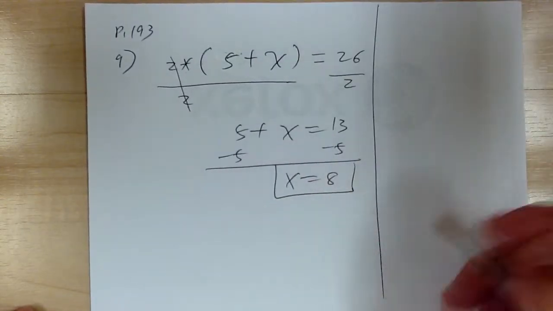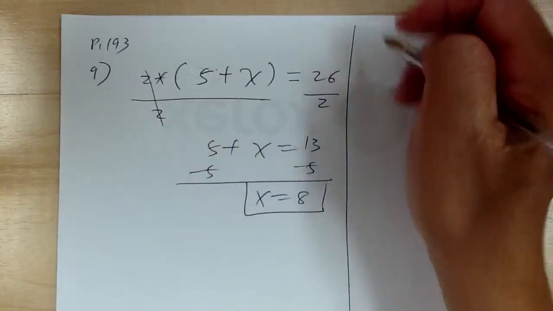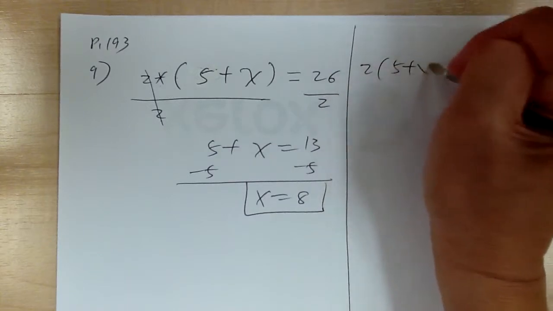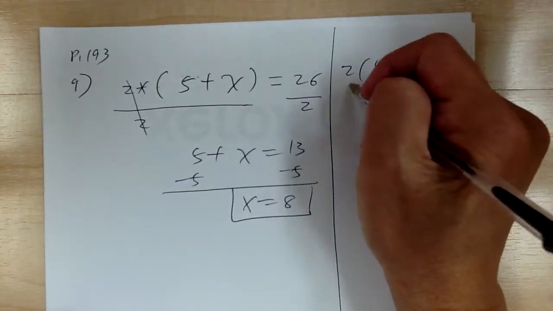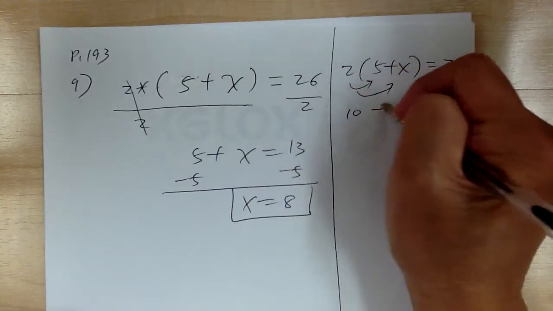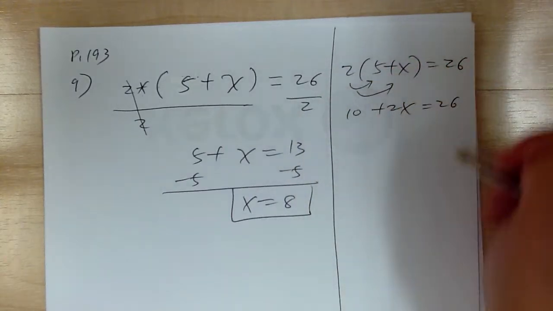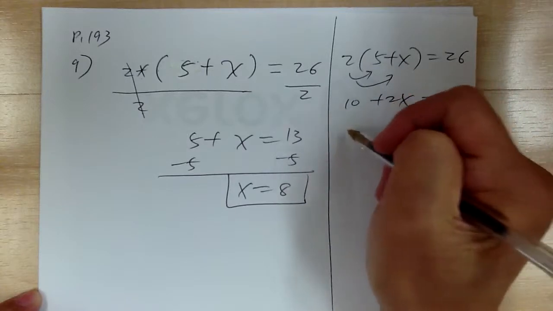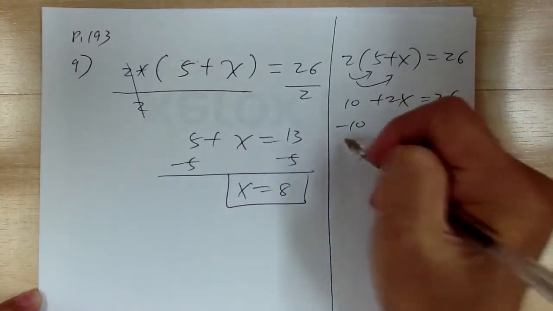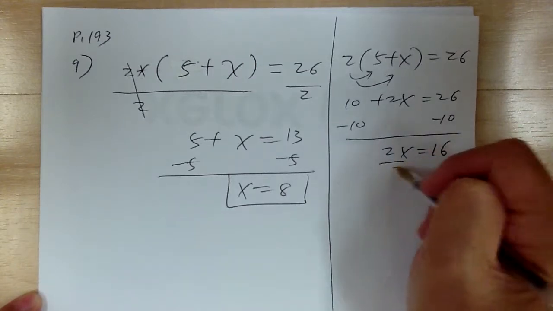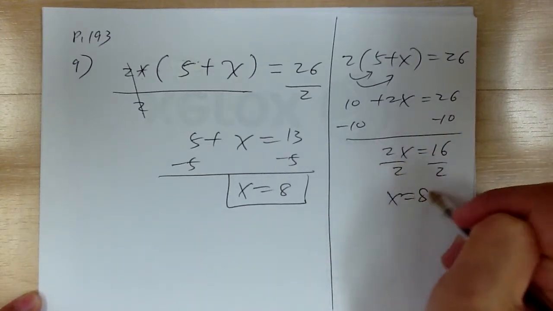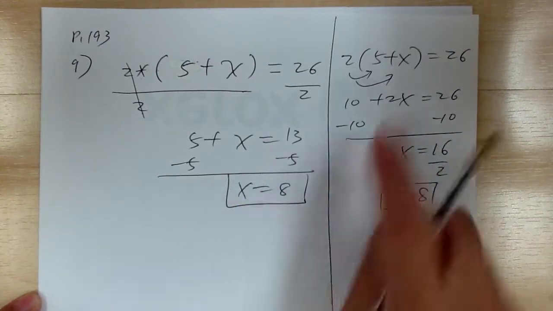Okay, now if you do it the other way, if you distribute, right? If you have 2 times 5 plus x equal to 26, if you distribute, that's okay. So you got 10 plus 2x equal to 26. Then you minus 10 on both sides. So you got 2x equal to 16. Divide by 2, so x equal to 8. So you get the same answer. So you can do either way.